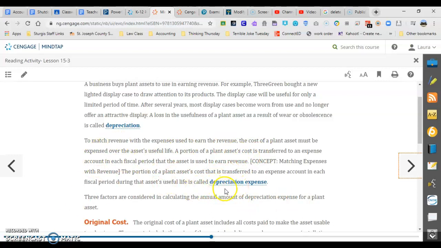Depreciation means the asset is not as useful because it has lost some of its value through wear and tear. A portion of your plant assets is transferred to an expense account every fiscal period that the asset is used to earn revenue. Remember, you match your expenses to your revenue in the same fiscal period that you earn the revenue. This is the accounting concept here.